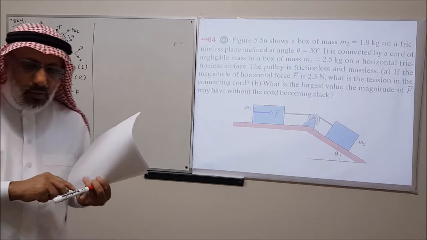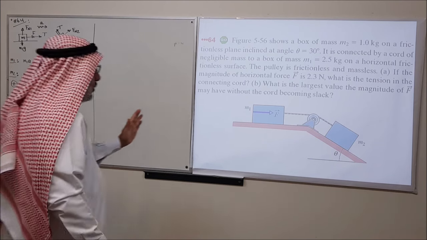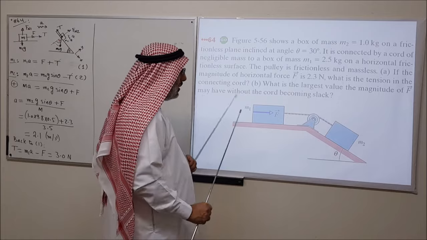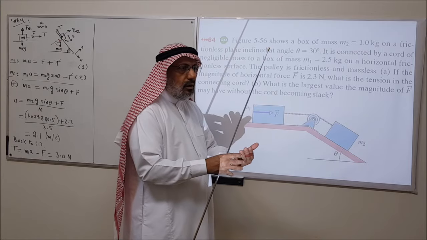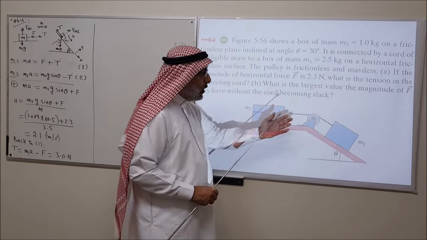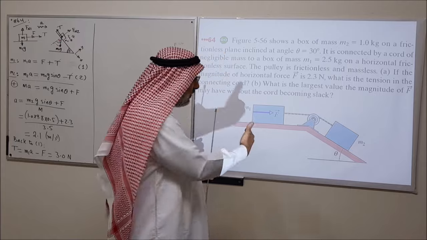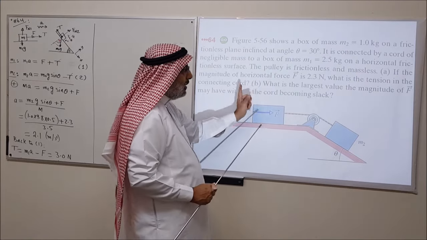Now let's look at part B. Part B says, what is the largest value the magnitude of F may have without the cord becoming slack, loose? Well, let's think about it. In this case, you want to increase the magnitude of the force F. If you make it a very large force, then the tension in the cord will be lost, okay? It becomes a loose or slack cord, and there will be no more tension in it. So what is the maximum value of F that will make the tension zero, after which the tension becomes zero? That's what we are looking at here.